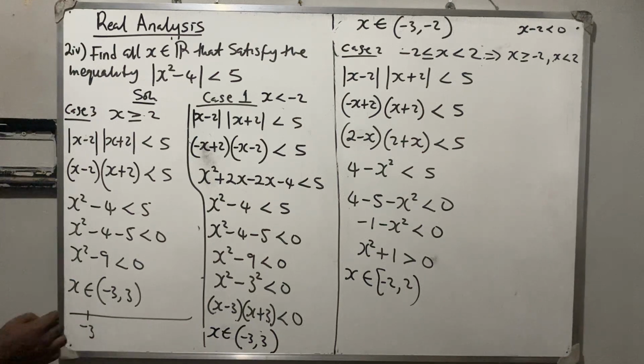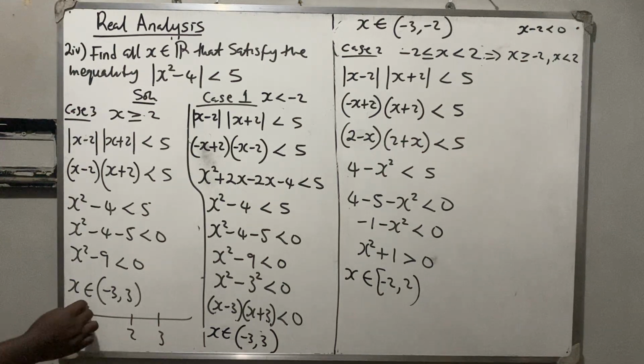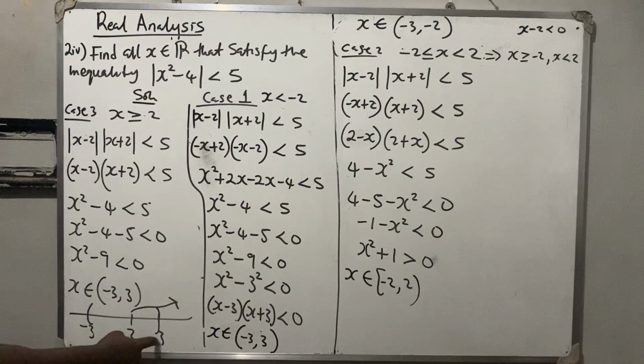This is minus 3, and then this is 2, and then this is 3. So here is from here to here, while this one is moving this way as well. So the combination is these two. So the solution to case 3 is simply that x is an element of [2, 3]. Okay? So x is an element of [2, 3].